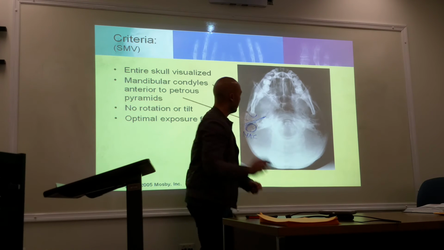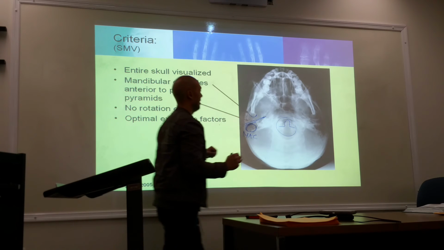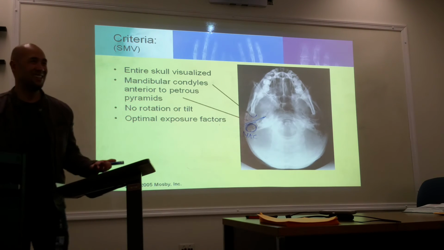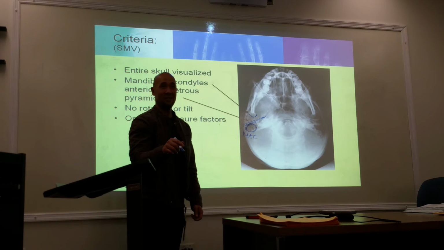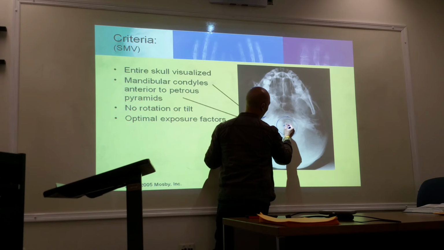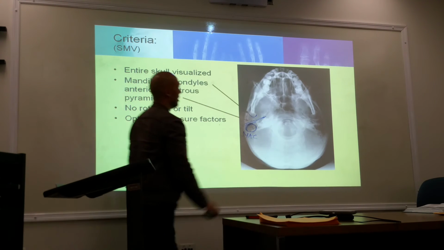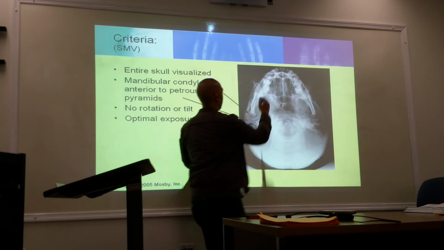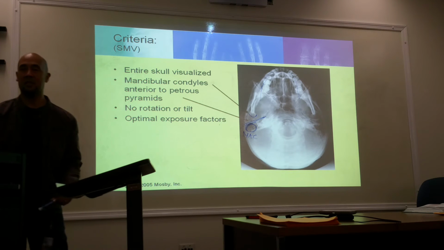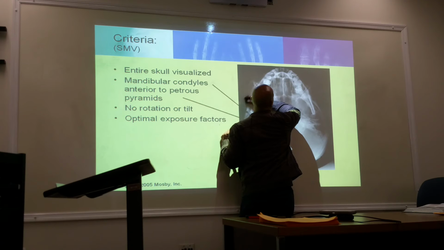Now, in a properly positioned SMV, what is that? That's the odontoid of C2. The atlas is C1. So the odontoid of C2 should be projected right in the middle of your foramen magnum. That's usually how you know whether you've really got a good SMV. The other thing with a good SMV is that your mandible should be superimposed over your frontal bone. That is a good SMV.